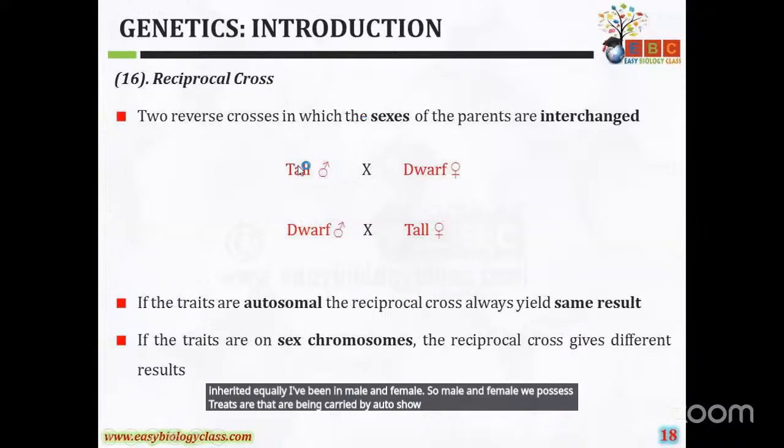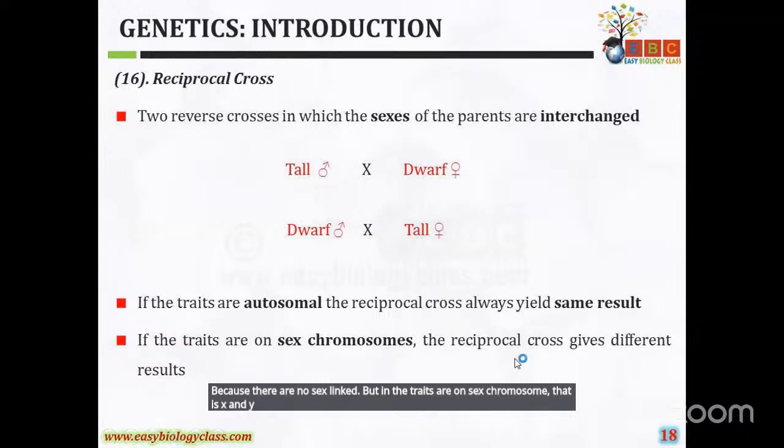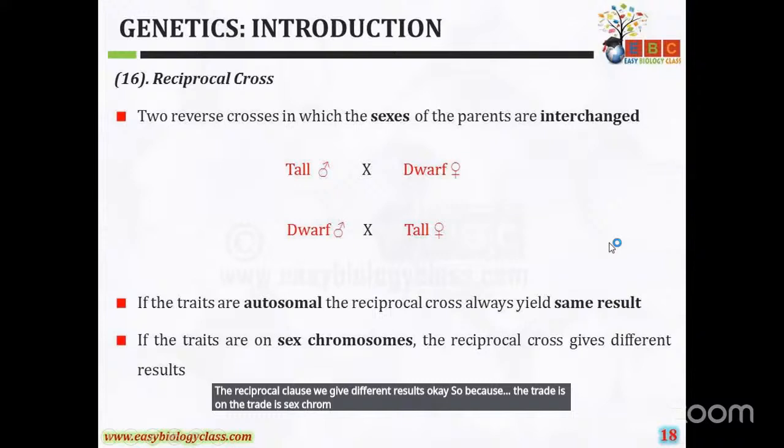So whether you reverse their sexes or you interchange, you always get the same result because they are not sex linked. But if the traits are on sex chromosomes, that is X and Y, the reciprocal cross always gives a different result. The reciprocal cross will give different results. Okay? So because the trait is on sex chromosome and they have a way of their transmission.